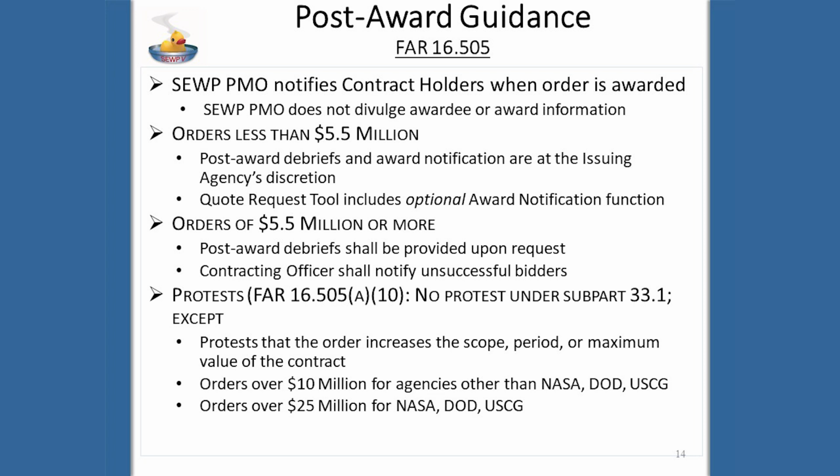So the important limit is if you are an agency that is other than NASA, Defense Department, or Coast Guard, you can be protested over $10 million, but essentially cannot for under $10 million, except for those noted reasons. And for the three other agencies, for NASA, Defense, and Coast Guard, the limit is $25 million.